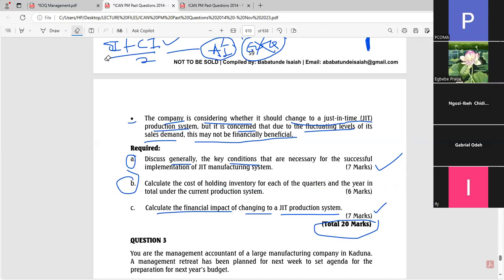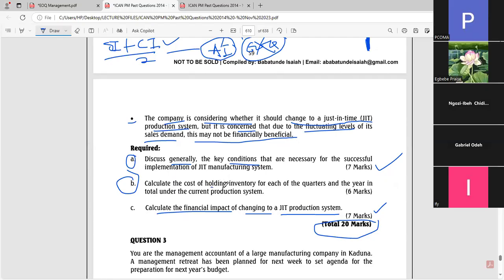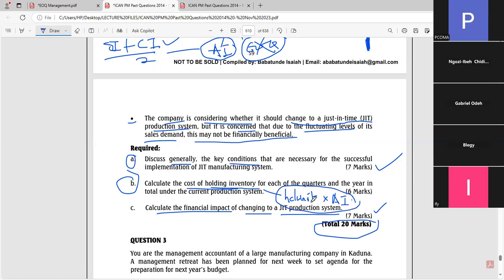We're looking for holding cost for inventory, isn't it? Please, what's the formula for holding cost? Who can remind me? Holding cost per unit multiplied by what? The question told us that we should use what? Average inventory. God bless you. This is the formula that we need, this simple formula: holding cost per unit multiplied by average inventory.